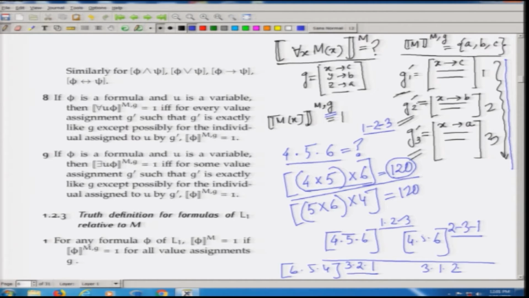So for that, just for saying this, there is another rule, that is this: for any formula phi of L1, the reference or the notation of phi with respect to m is 1 if phi, that is the reference of phi with respect to mg, is 1 for all value assignments g. Now if one value assignment g computes it, all value assignments g also have computed it, as we have seen here.